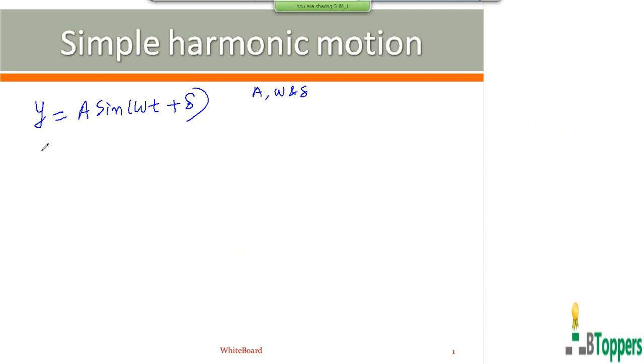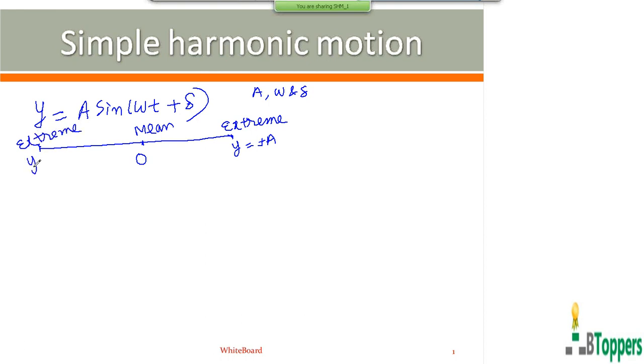Suppose the particle is initially at one of the extreme positions, for example, at the positive extreme position. At one extreme position we take y equal to plus a, which we call positive extreme position. At the other extreme position we take y equal to minus a, which we call negative extreme position. At the mean position y is 0. That means letter y represents displacement from the mean position.